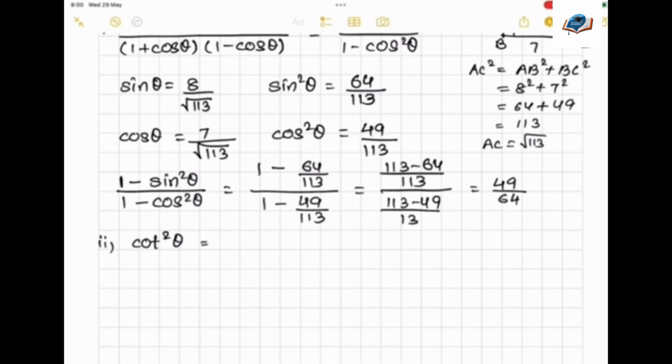Now cot square theta, then, is base upon perpendicular squared. So base is 7 upon 8, so 7 square upon 8 square, so 49 upon 64.